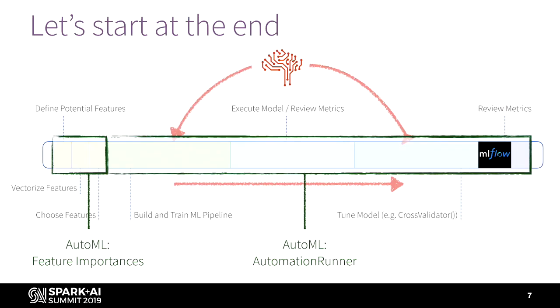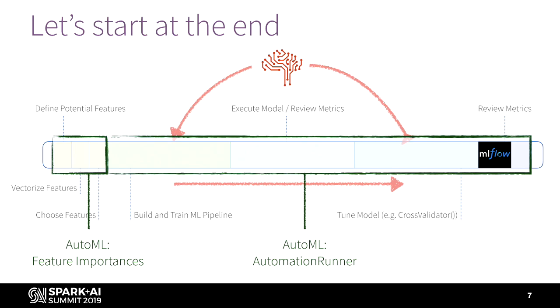So let's do something that makes a lot of sense. Let's start at the end. When we're looking at the machine learning pipeline as a whole, what we'll focus on today is really that phase of identifying features to put into your model, and then the actual model training part. So the tuning, the building, and then executing and reviewing the metrics using MLflow. We'll focus on those main parts today as we move through.